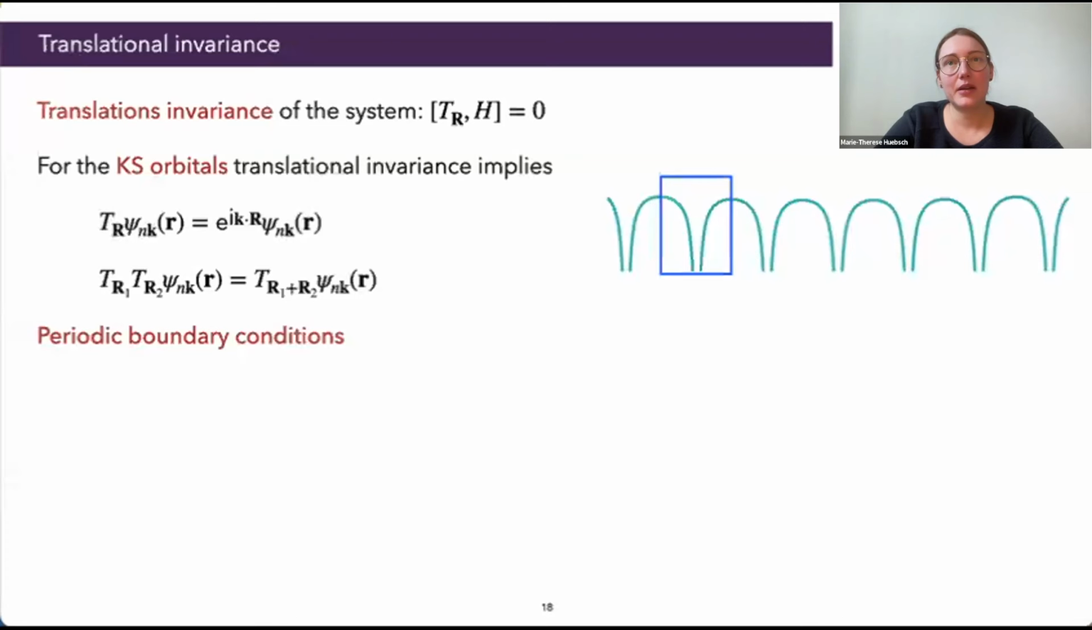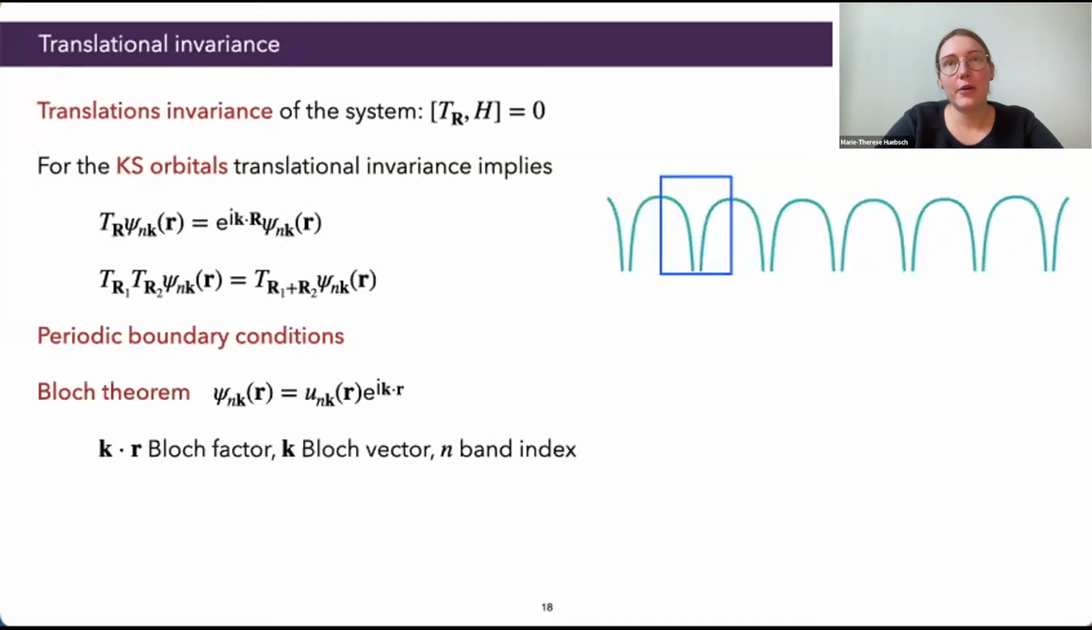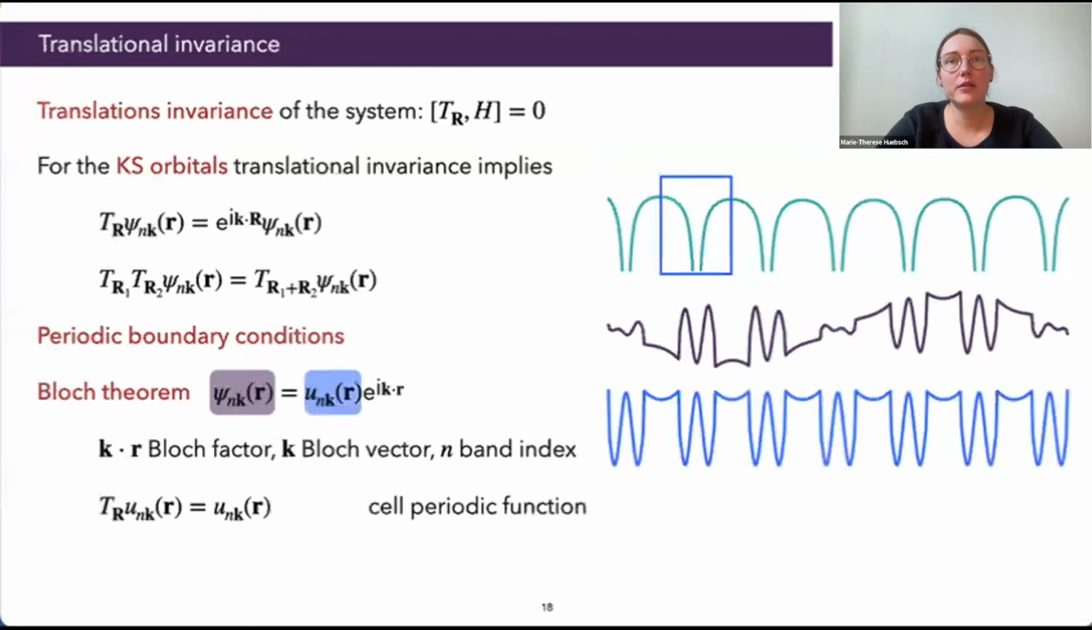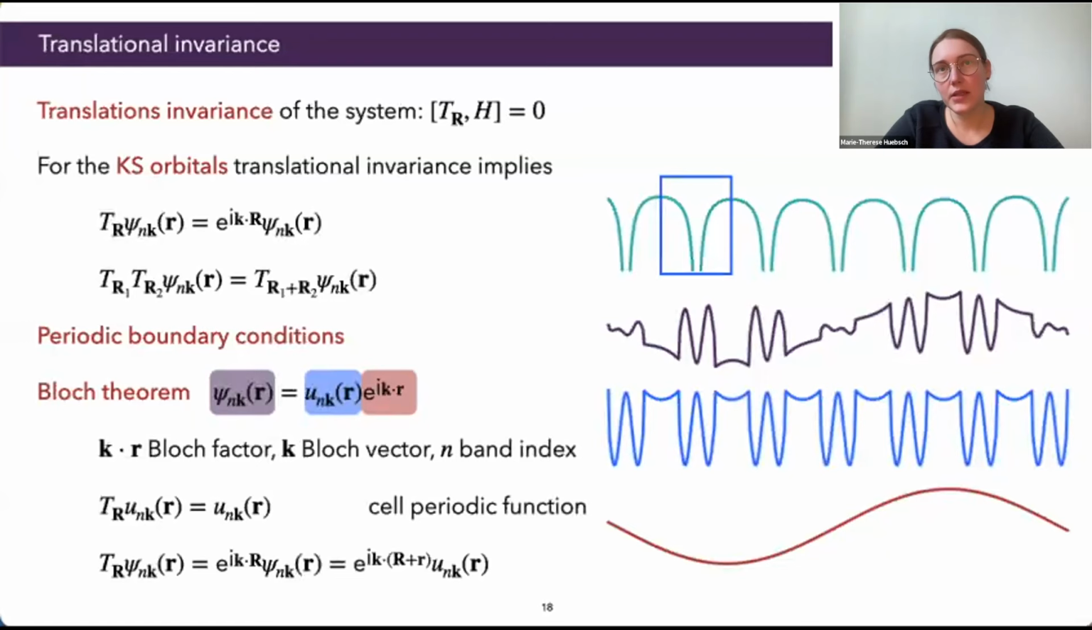There is a periodic potential, and the blue box is one possible choice for the unit cell. This means, by virtue of the Bloch theorem, we can separate the Kohn-Sham orbitals into a cell-periodic part, u, and a phase factor. The phase k times r is called the Bloch phase, and k is the Bloch vector, which lives in reciprocal space. Mind that u depends on the Bloch vector, and recall that n is the index that goes over all the Kohn-Sham orbitals. You now see also from the functional form that one translation would result in a phase factor.